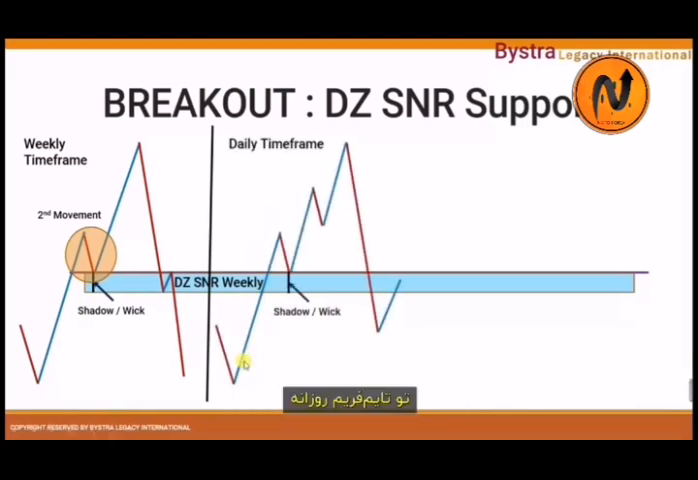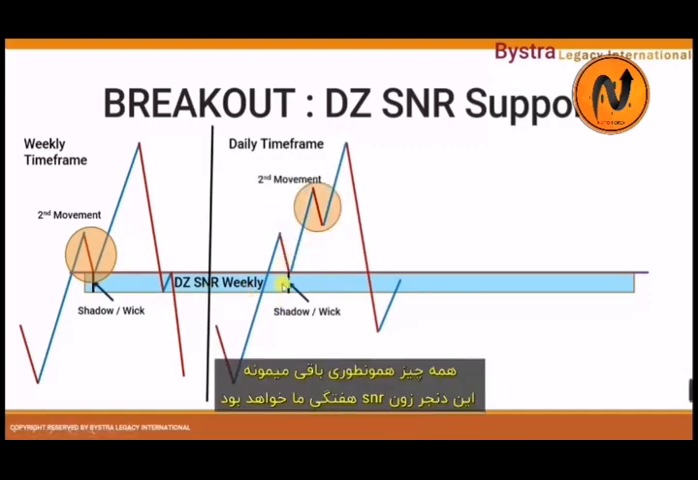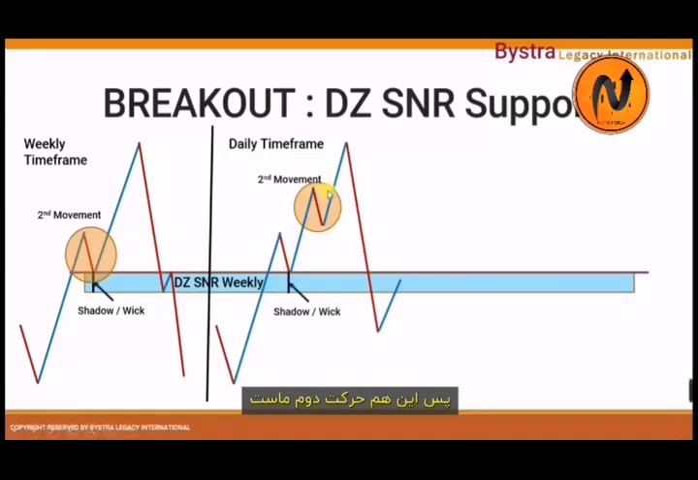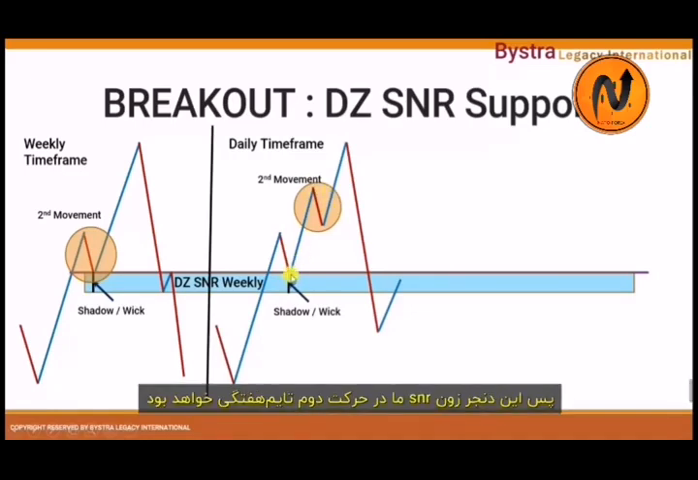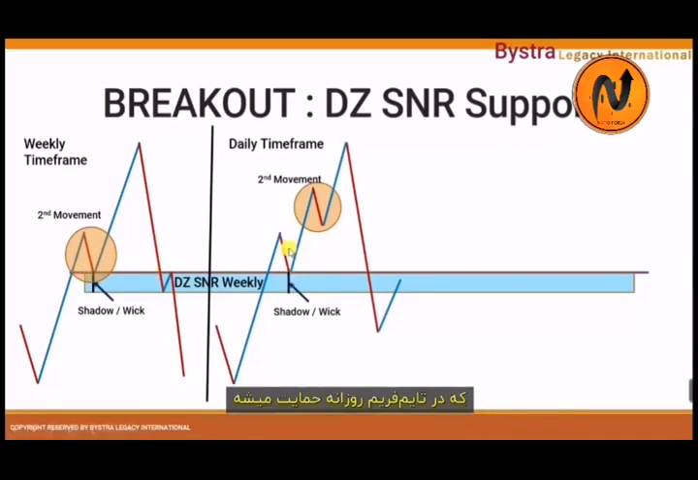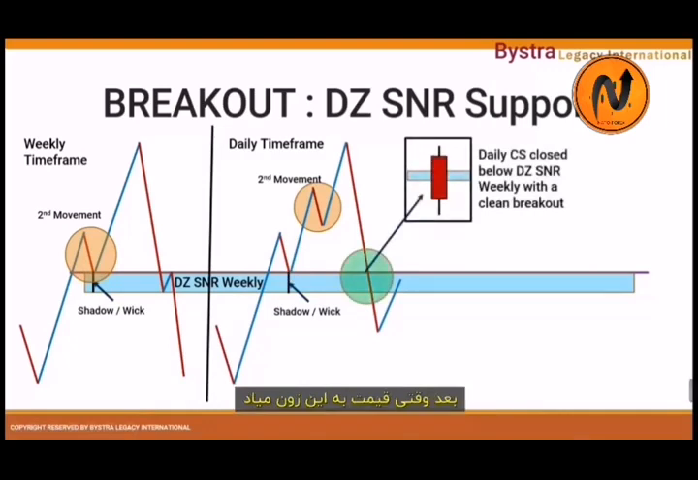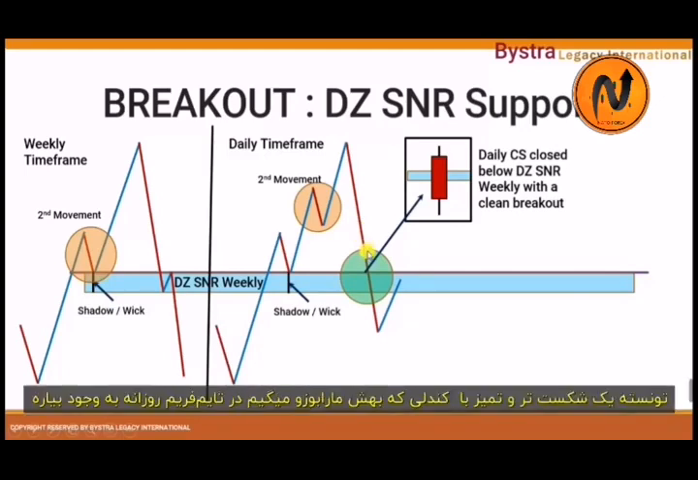In the daily time frame, everything remains the same. This will be our danger zone SNR weekly. So this will be our second movement. So this will be our DZ SNR on the weekly second movement. In the daily, it will become the support. Next, when price comes down to this zone, price instead made a clean breakout with a candlestick called the Marubozu at the daily time frame.